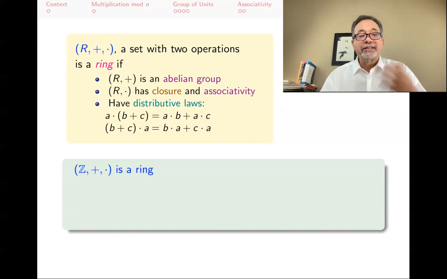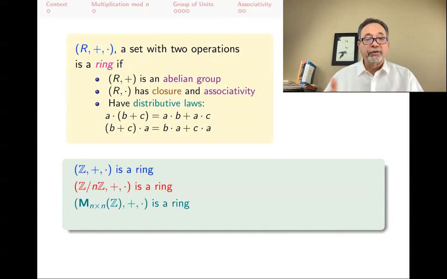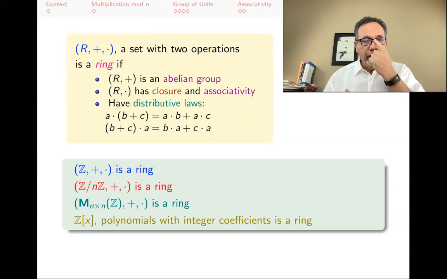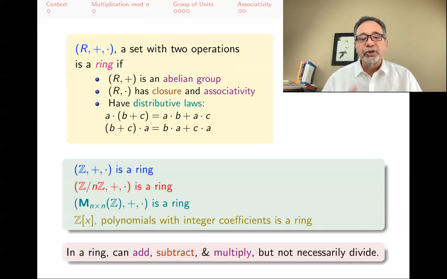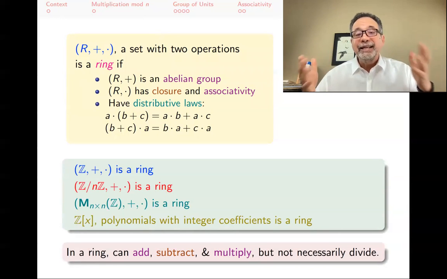The typical example of a ring is the integers, the actual integers with plus and multiplication. But we just proved really that Z mod NZ with plus and multiplication is also a ring. And there are other ones, like, for example, n by n matrices with integer entries with addition and matrix multiplication is also a ring. Polynomials with integer coefficients is a ring, because again, in all of those cases, you can add and you can multiply, and they follow reasonable rules. In a ring, in general, you can add, subtract, and multiply, but not necessarily divide. And in Z mod NZ, that's exactly what we can do. We can add, we can subtract, and we can multiply, but we cannot divide. This is the final slide.